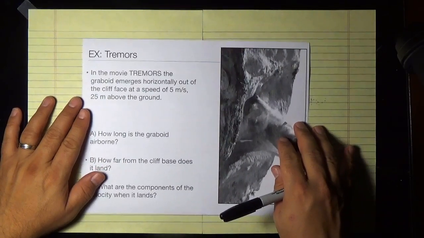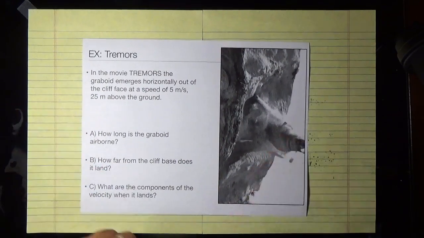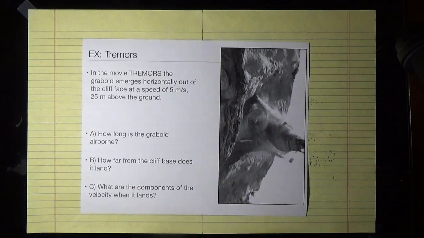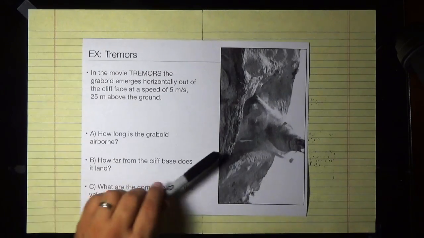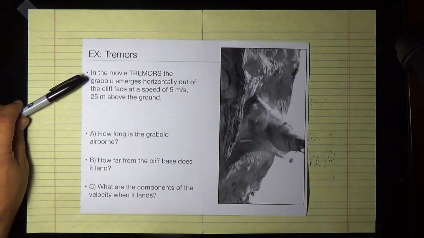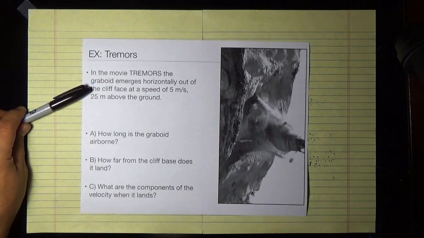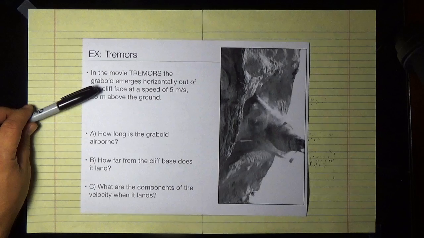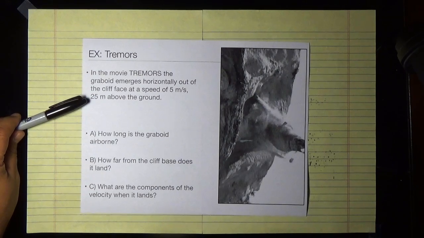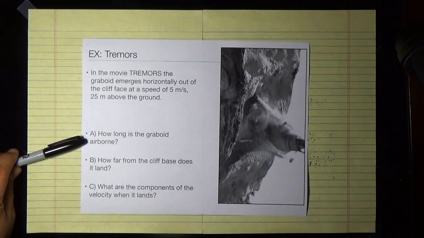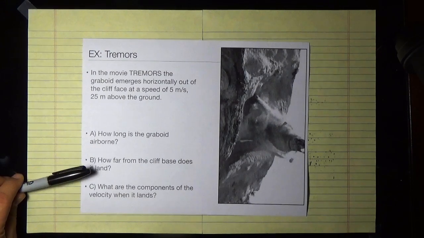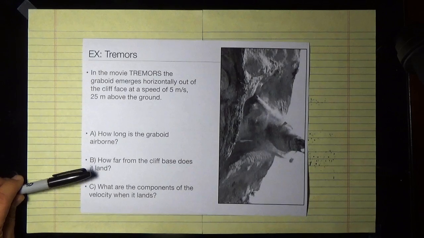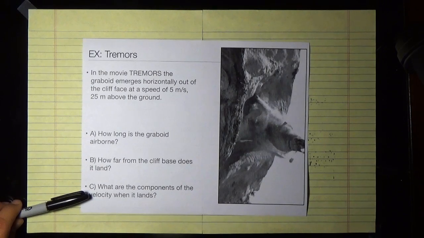As you know, I am an avid movie buff, so let's do a problem about the movie Tremors. In the movie Tremors, the graboid, which is the monster in the movie, emerges horizontally out of a cliff face at a speed of 5 meters per second, 25 meters above the ground. And what we want to know is how long is the graboid, the monster, airborne? How far from the cliff base does it land? And what are the components of the velocity when it does land?